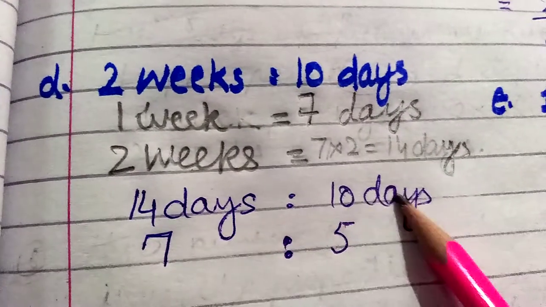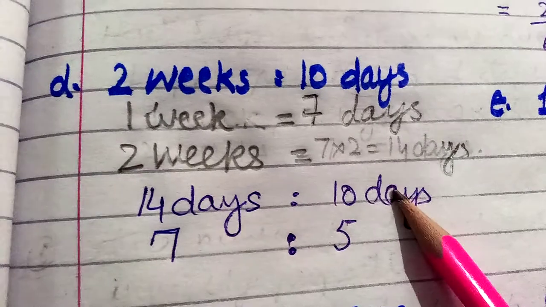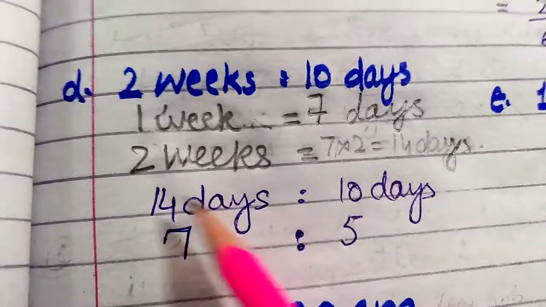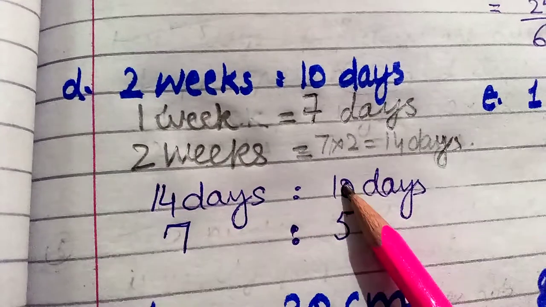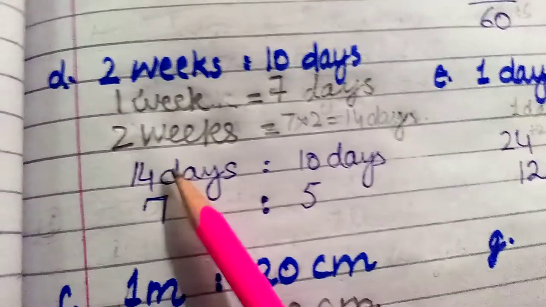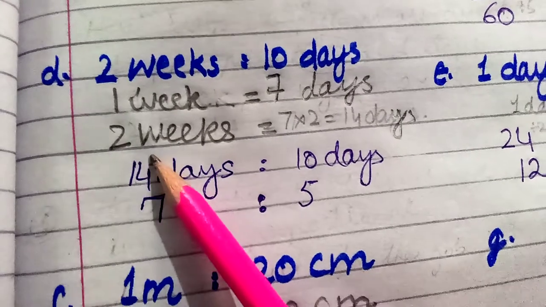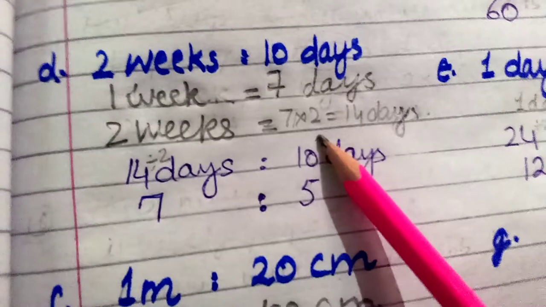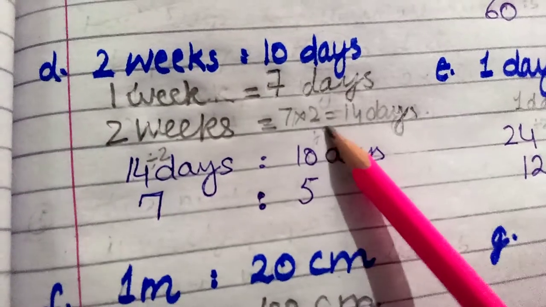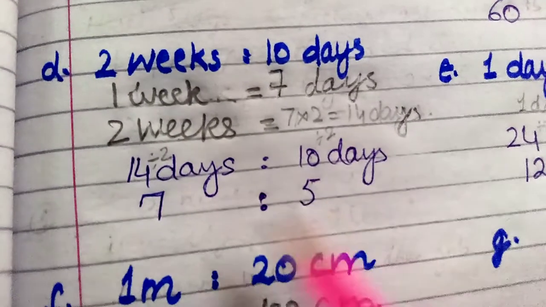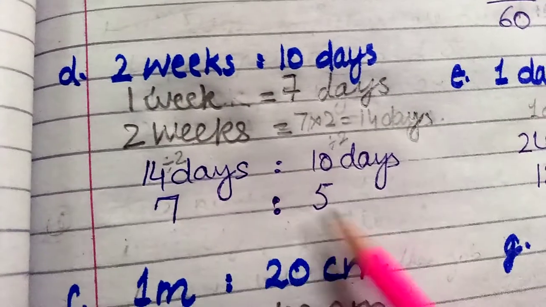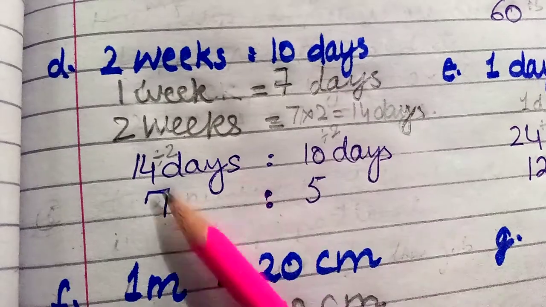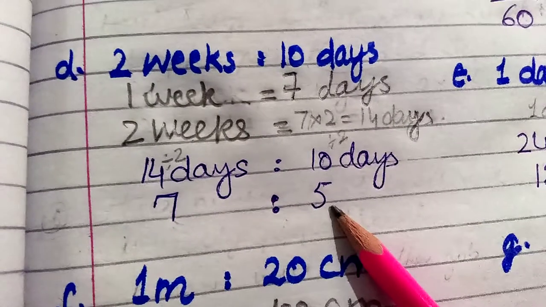Now the units are same, days. Now we can further simplify it. 14 and 10 both have a common factor, which is 2. That's why 14 divided by 2 gives us 7, and 10 divided by 2 gives us 5. So 7 ratio 5. The simplified form of 2 weeks ratio 10 days is 7 ratio 5.